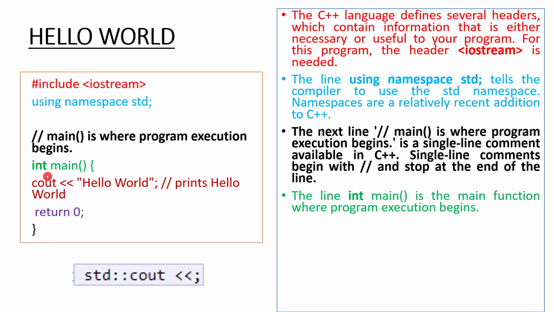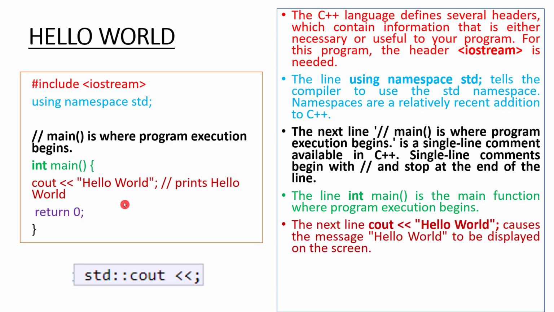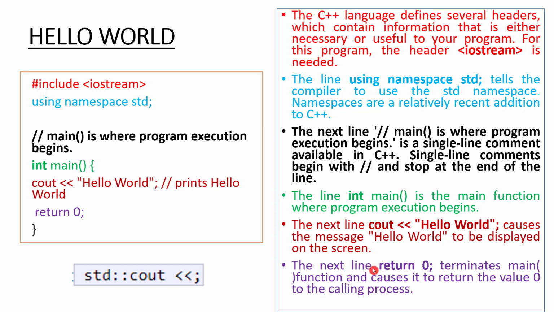So the main thing is, after the int main, you have the brackets, then you should start the program with the curly bracket and end with the curly bracket. So these brackets and symbols are very important in C++. The next line, cout hello world, causes the message hello world to be displayed on the screen. The next line, return 0, terminates the main function and causes it to return the value 0 to the calling process.